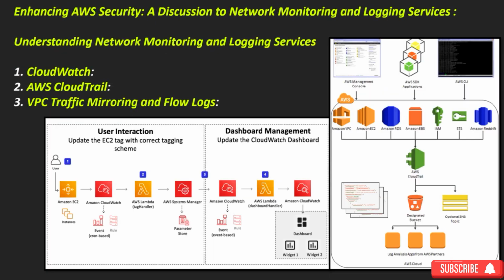The next part of the content, we need to talk about enhancing AWS security, discussion 2, network monitoring and logging services. In the ever-evolving landscape of cloud computing, security remains a top priority for organizations that are leveraging Amazon Web Services. With the vast array of services and configurations available, ensuring the integrity and resilience of your network infrastructure is a very crucial part.